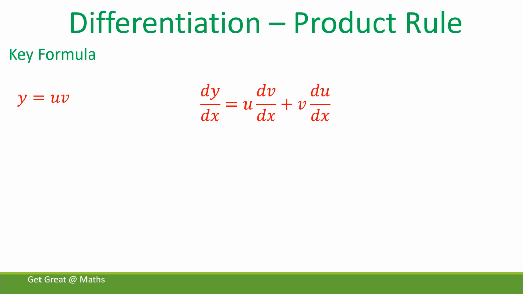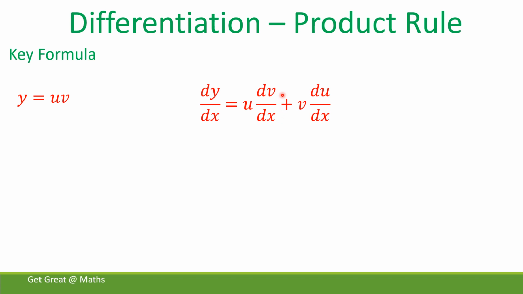So the product rule is dy by dx is equal to u dv by dx plus v du by dx. Now what that means is the first term, which is our u term here, times by the differential of the second term.